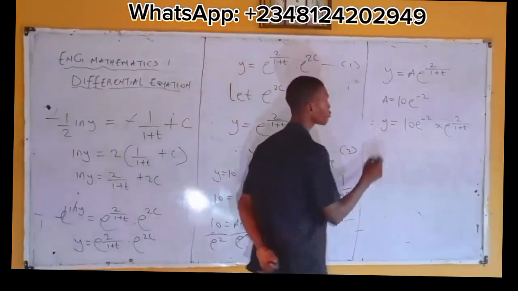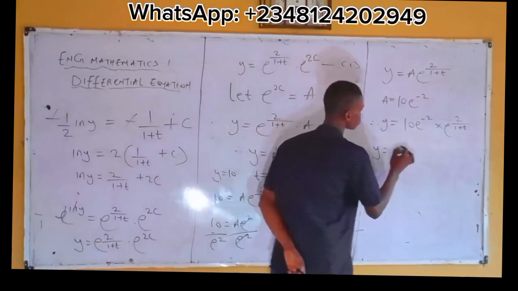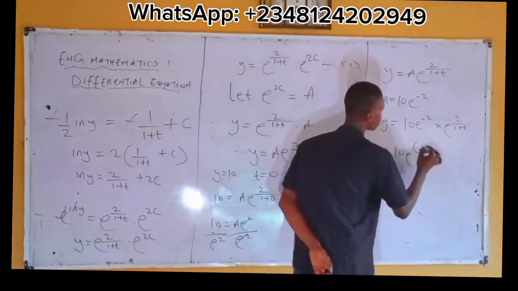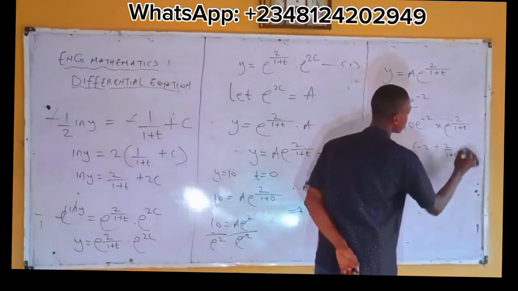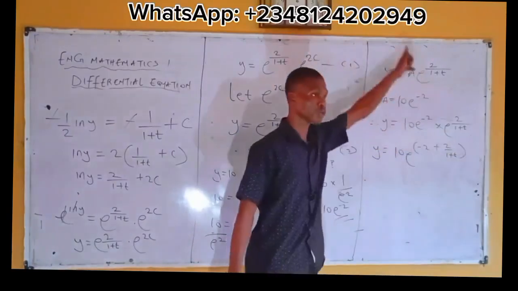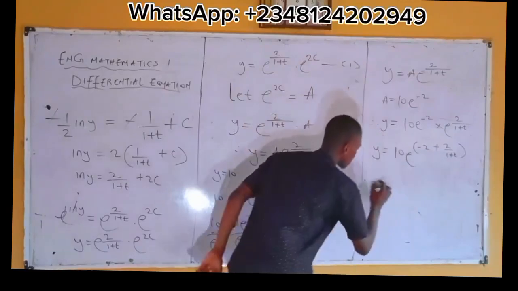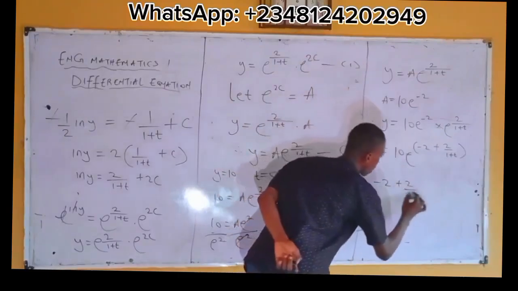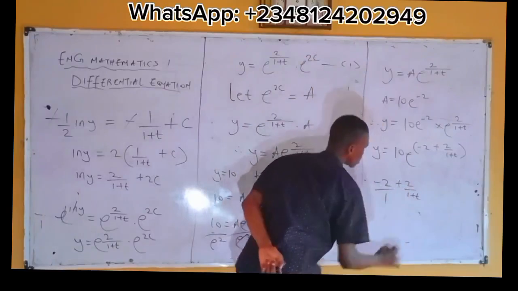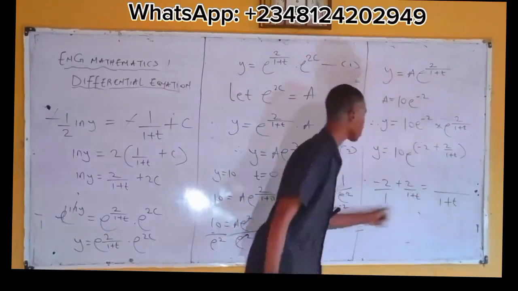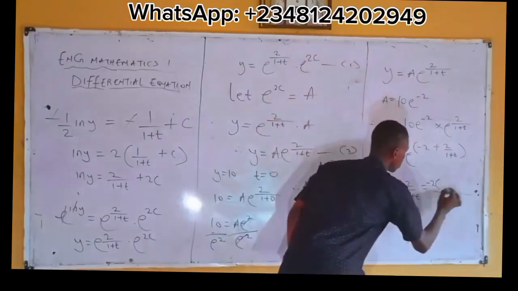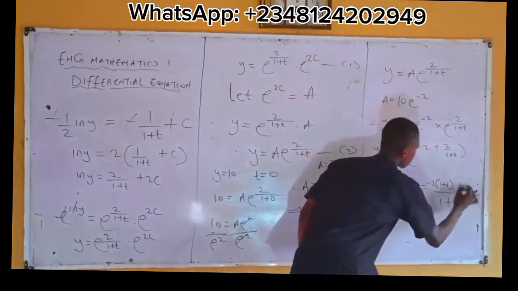Since it's a logarithm, y is equal to 10 exponential, all in brackets, negative 2 plus 2 over 1 plus t. Multiplication will change to plus. Now, let's solve this part: negative 2 plus 2 over 1 plus t, over 1. Let's take the LCM, that's 1 plus t. Negative 2, all in brackets, times 1 plus t, plus 2.